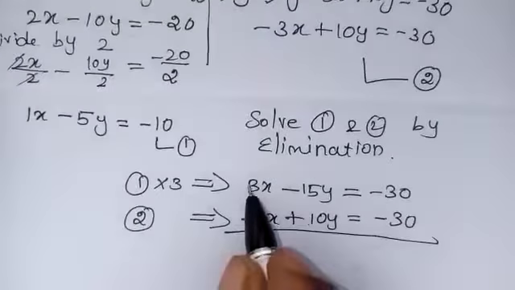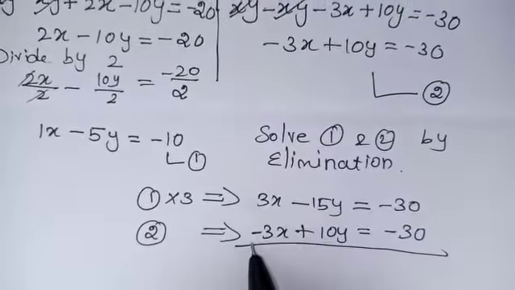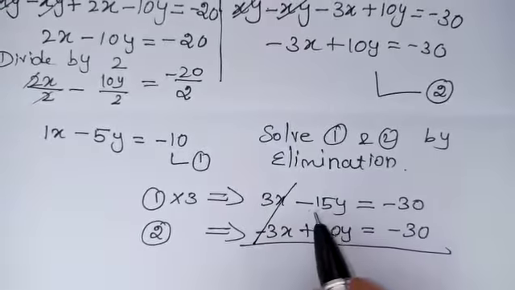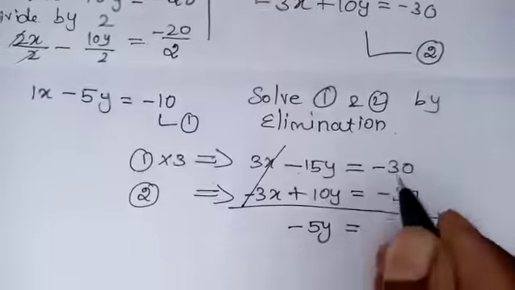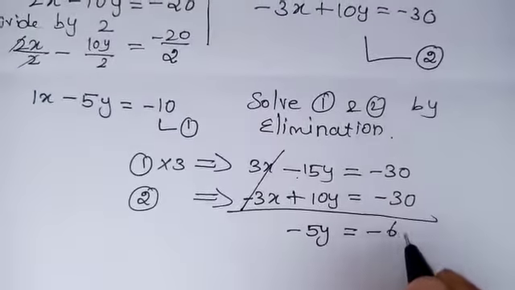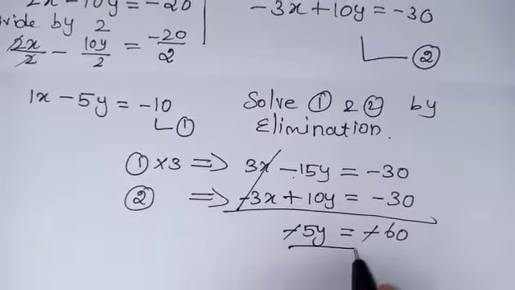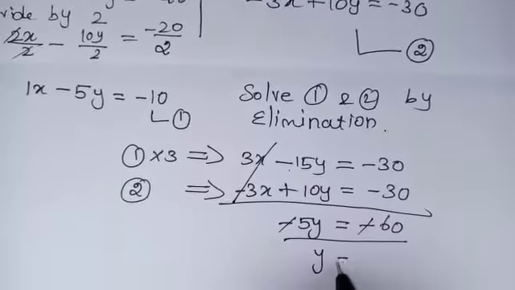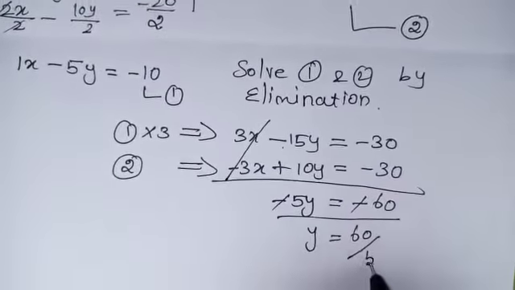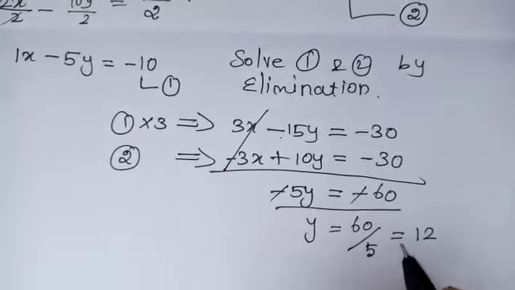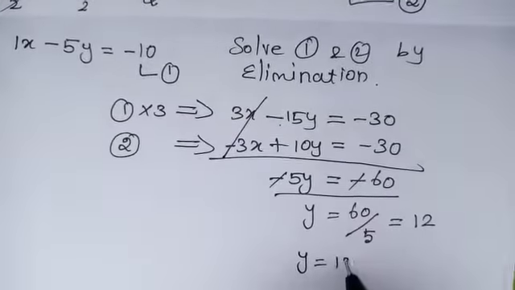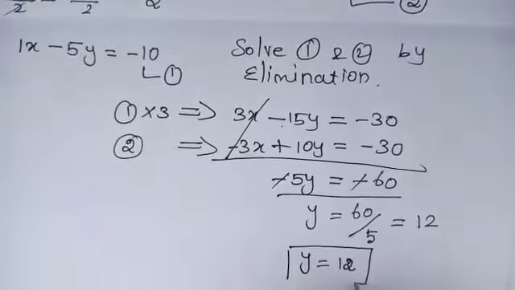So here plus 3x minus 3x is already available. It will get cancelled. So minus 15 plus 10 will give you minus 5y, which is equal to minus 30 minus 30 will give you minus 60. Minus and minus will get cancelled. So y is equal to 60 by 5, that is equal to 12 times. So y is equal to 12 we are getting. That is y is our time.